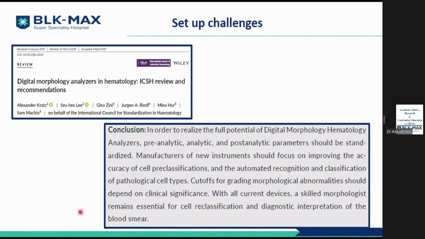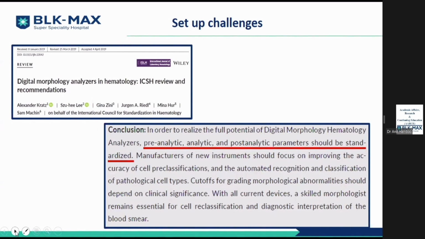But just notice in this particular conclusion of the abstract, which they have very clearly mentioned, the pre-analytical, analytical, and post-analytical parameters need to be standardized appropriately. So if you do not have standardization of the pre-analytics part of it, obviously you're going to get into a messy state.